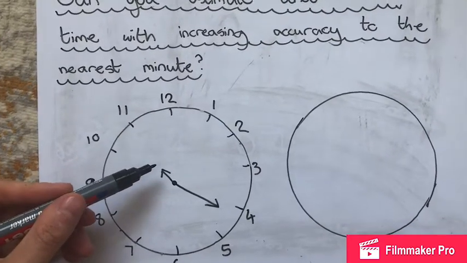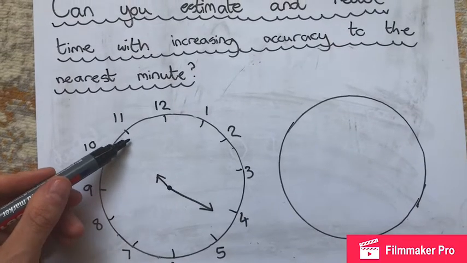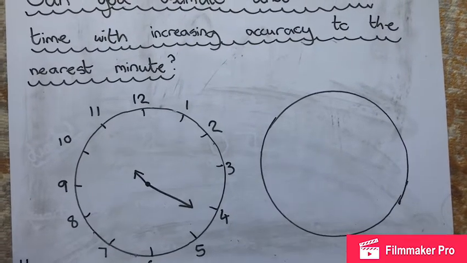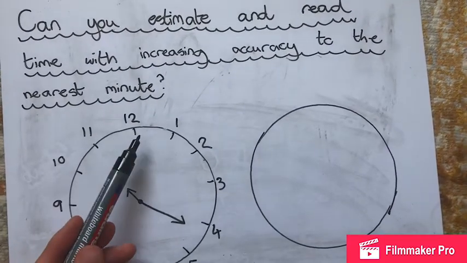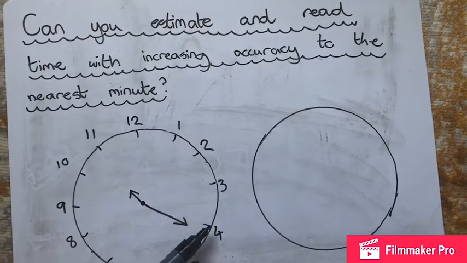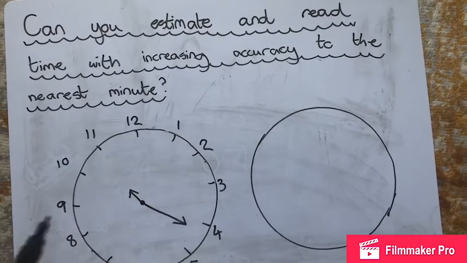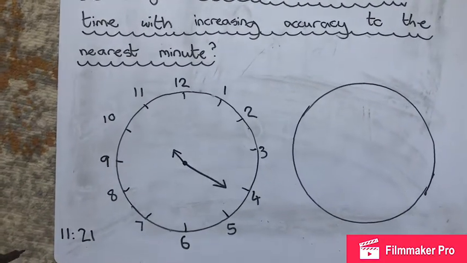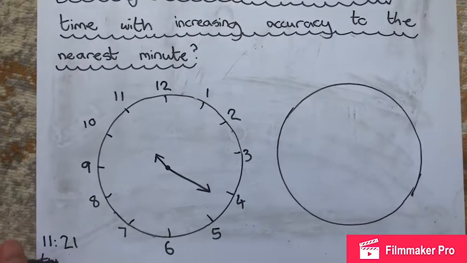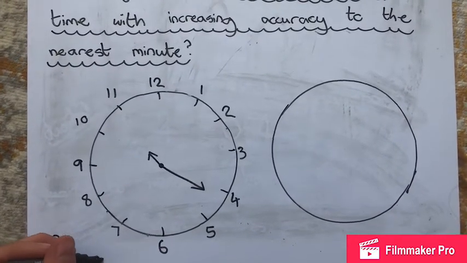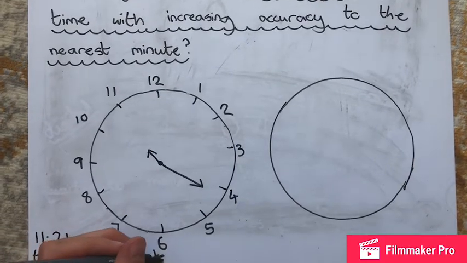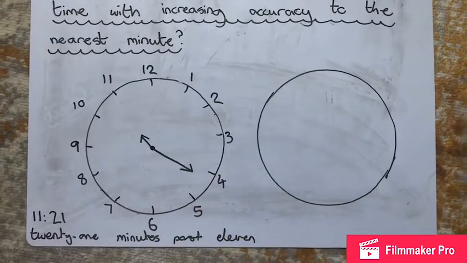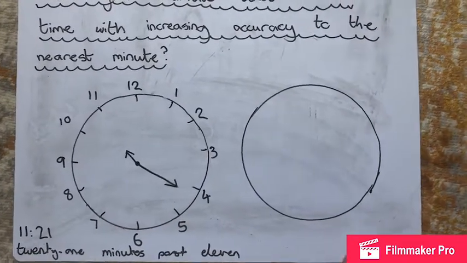Let's have a look at this time I've done here then. It's at the 11, so if I was writing it in digital, and then my minute hand, 5, 10, 20, that's just past 20, so I would say that is 11:21, or 21 minutes past 11.